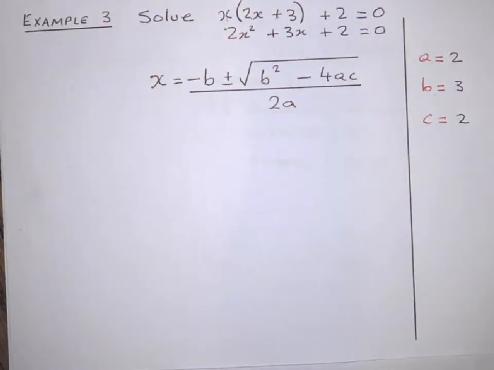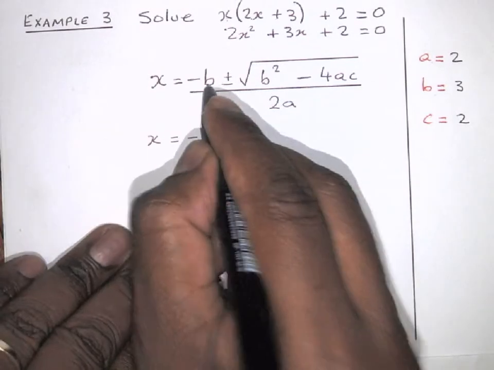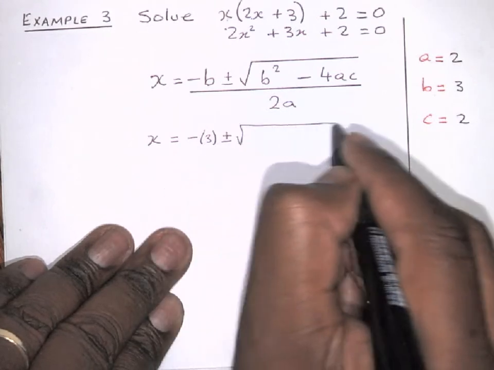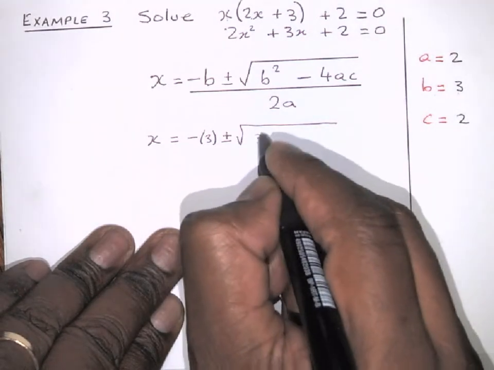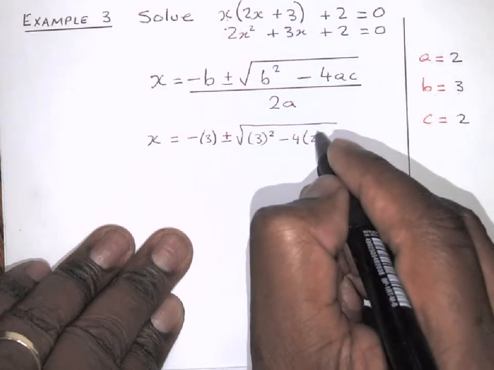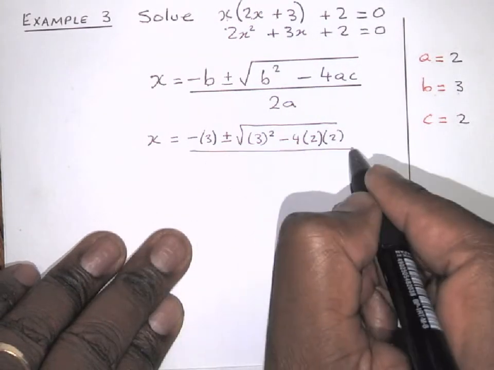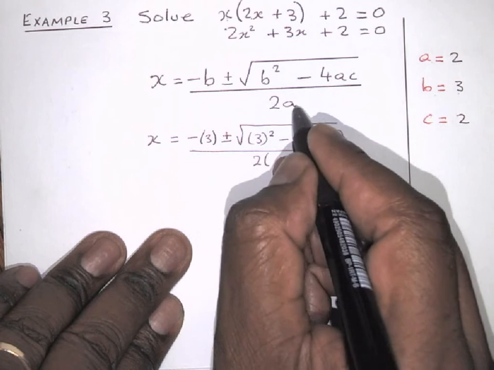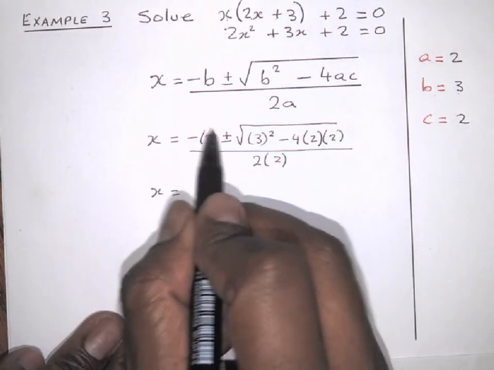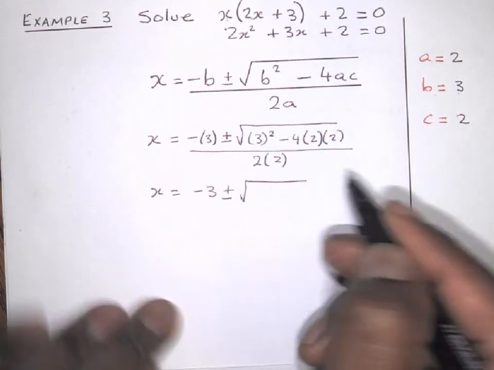Now let's try and solve this one here. So x is equal to negative, and what is our b? It is 3. I put the 3 in brackets because I'm substituting. The b value is 3, which is squared, minus 4 times the a value, which is 2, and the c value is 2. All of this is divided by 2 times the a value, which is 2. That was substitution. So what is the answer here? A negative times a 3 will be negative 3. So it's plus or minus the answer that we'll get under the square root.